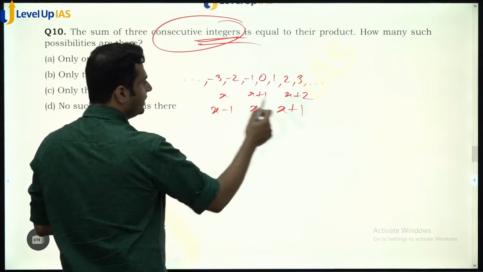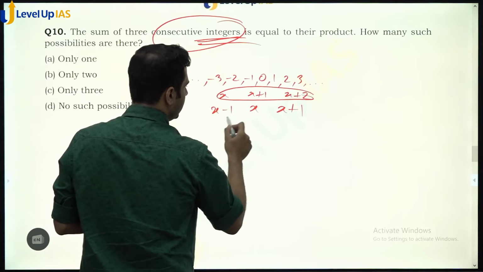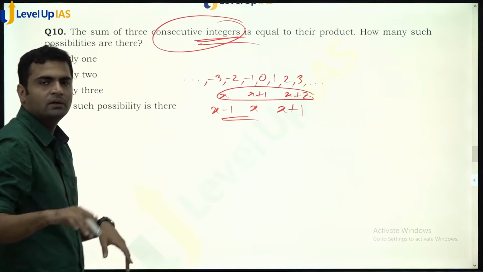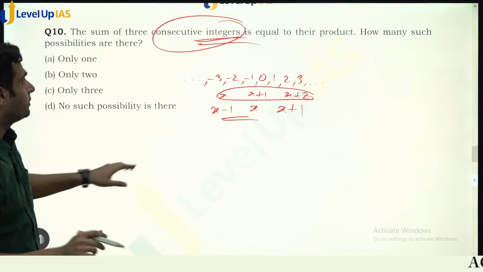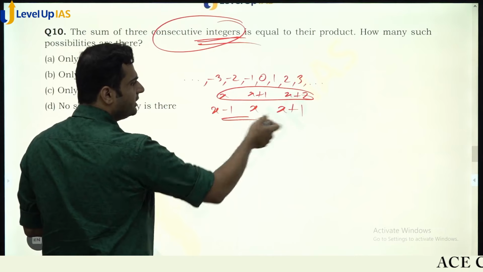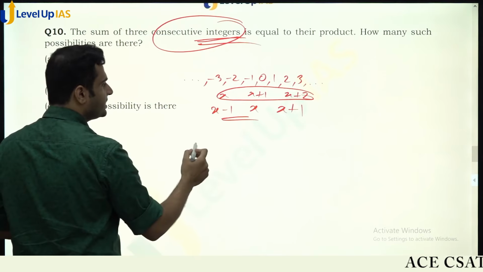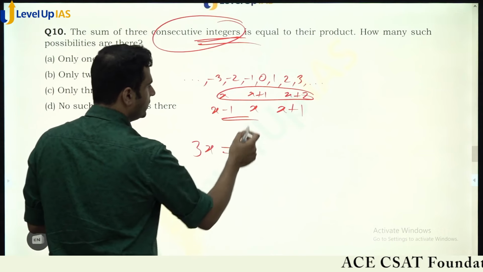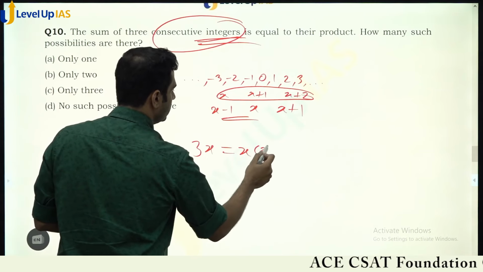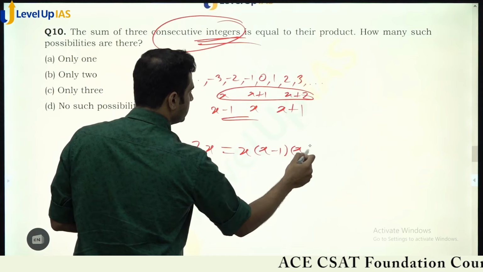So it is just easier to not choose this and choose this. That is all. You can choose that, but that will add a little bit more to calculation. So instead I'll take these 3 as consecutive integers. Now what is their sum? This plus this plus this, 3x. Now what is their product? x into x minus 1 into x plus 1.